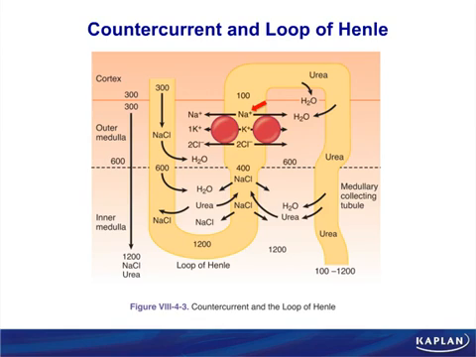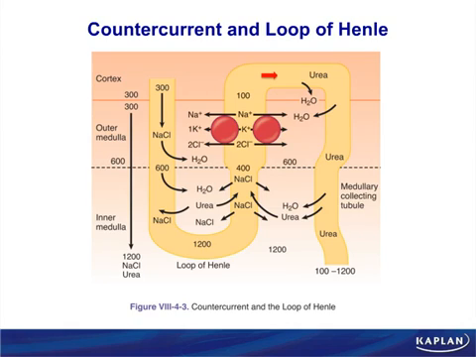Now, the next segment is the early distal convoluted tubules. The early distal convoluted tubules are still impermeable to water. They have sodium chloride channels that are still actively reabsorbing electrolytes, and that is still a diluting segment. So the early distal convoluted tubules are still actively reabsorbing electrolytes, and they're still diluting the ultrafiltrate.